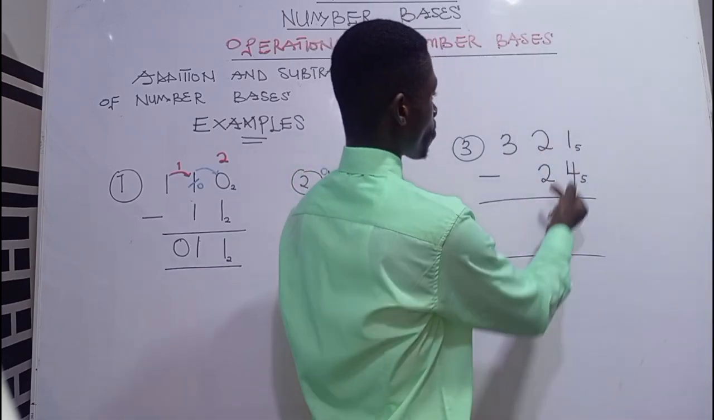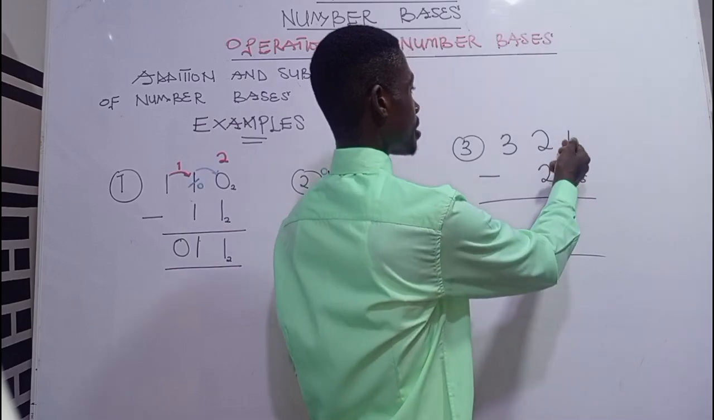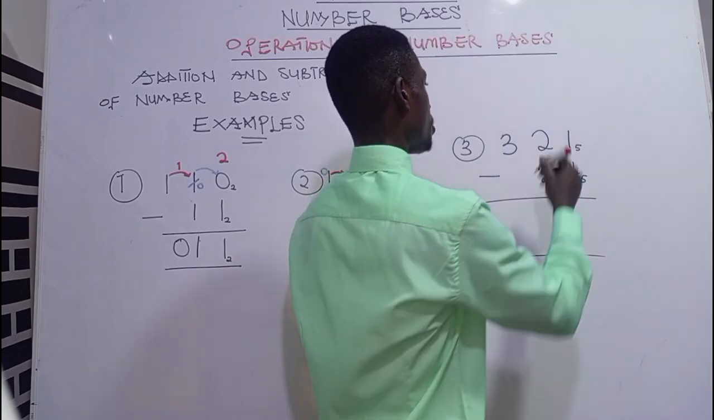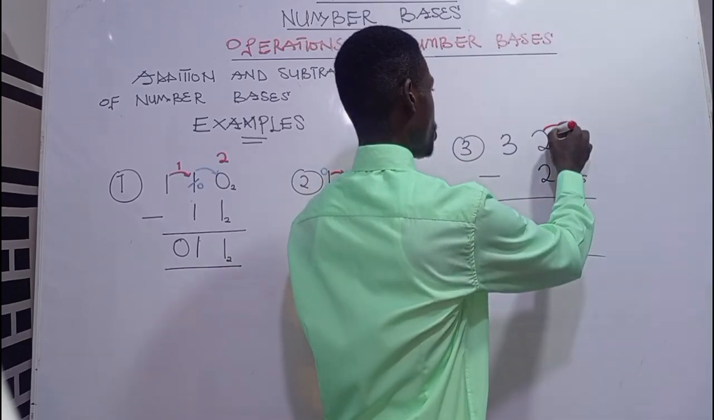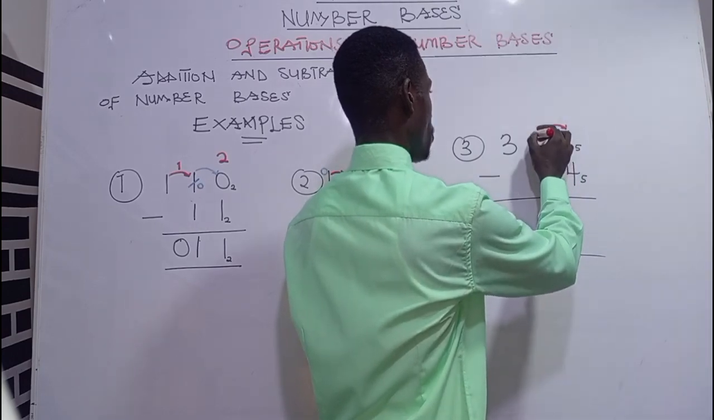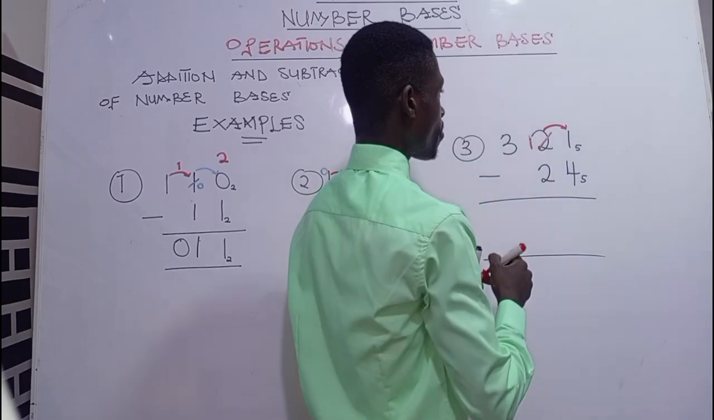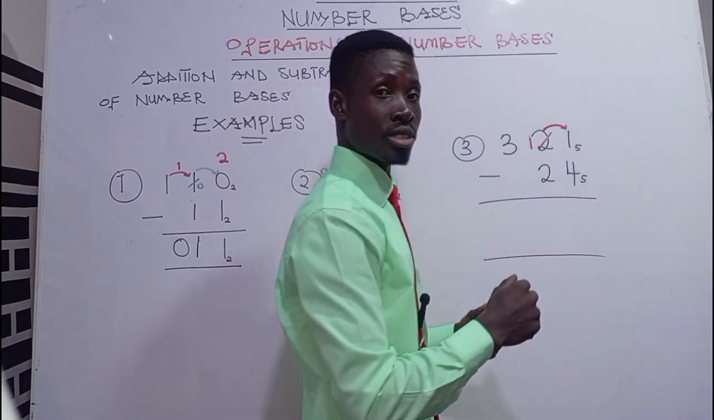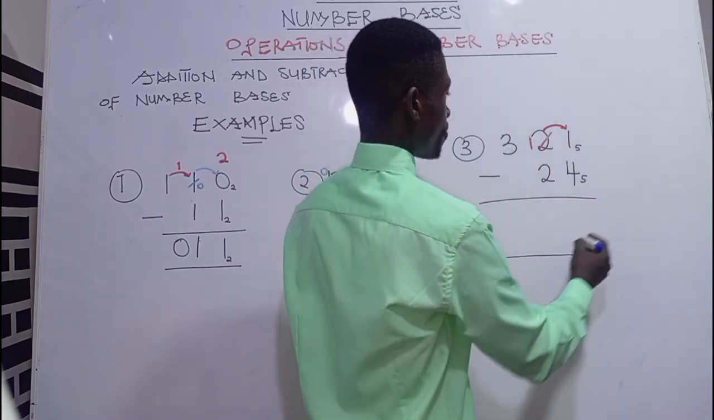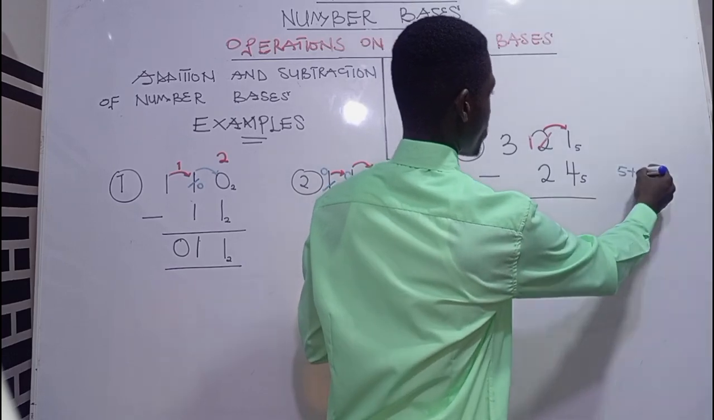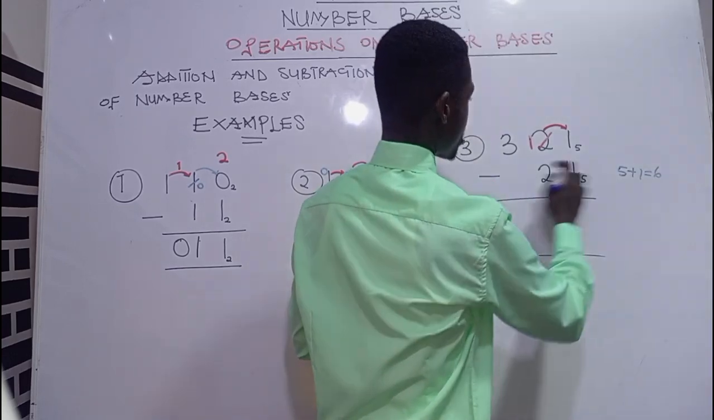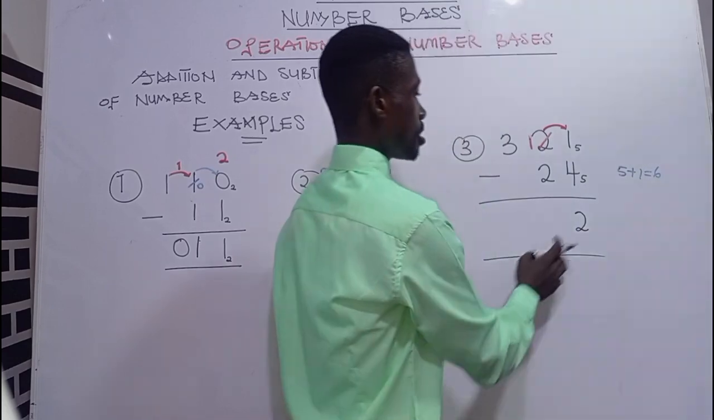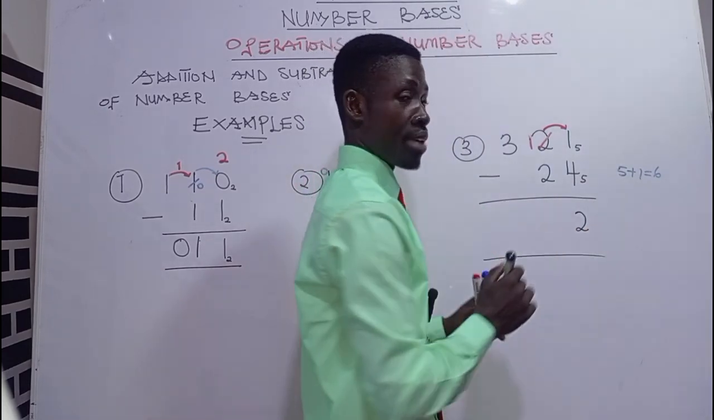So let's start. 1 minus 4, realize that 1 is less than 4, so we can't do that. We have to come to 2 and then we borrow, right? So we are going to borrow 1 from here. So when we borrow, we are no longer having 2, we have 1 here. Now the one that we are borrowing, since we are working in base 5, is 5. So 5 plus this 1 will give us 6. And therefore 6 minus 4 will give us 2. Good. Since 2 is less than 5, we can write it, right?